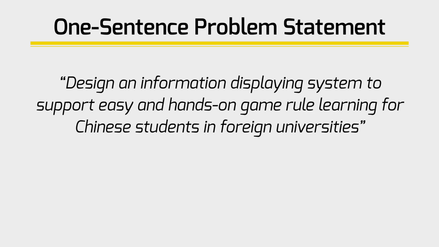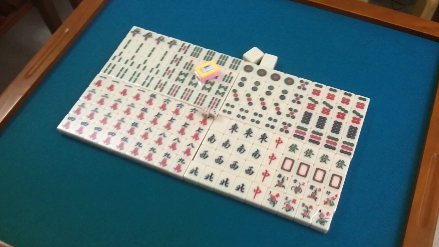Based on all the research above, our team developed a one-sentence problem statement, which is to design an information displaying system to support easy and hands-on game rule learning for Chinese students in foreign universities. In order to make our research more specific, we chose a table game, Mahjong, to develop our work, because our target audience is Chinese university students, and Mahjong is the most popular table game for Chinese students. In addition, Mahjong has complex rules, therefore it is a good example for our research.